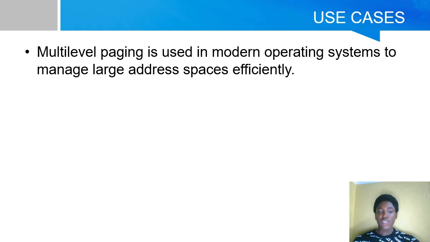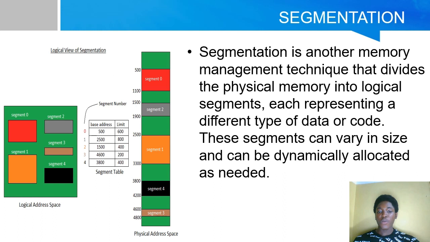Use cases. Multi-level paging is used in modern operating systems to manage large address spaces efficiently. Now we are moving on to segmentation.